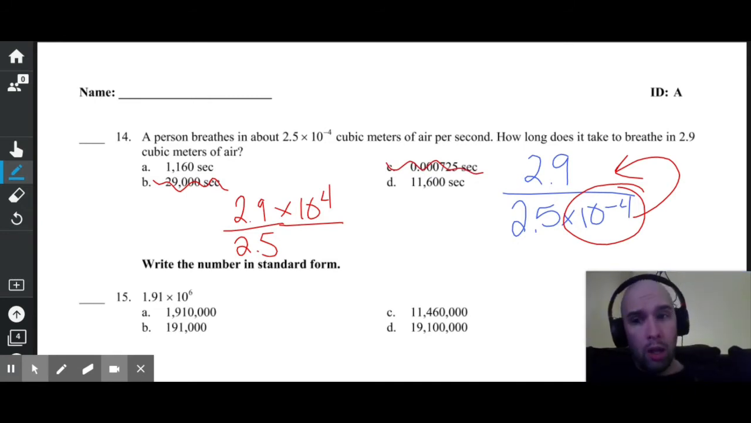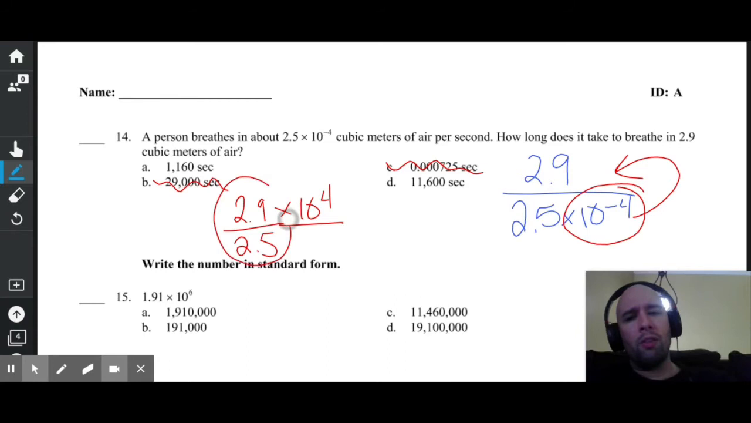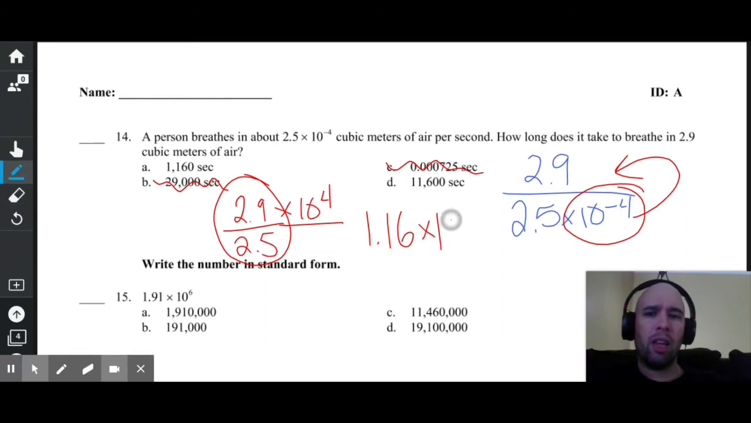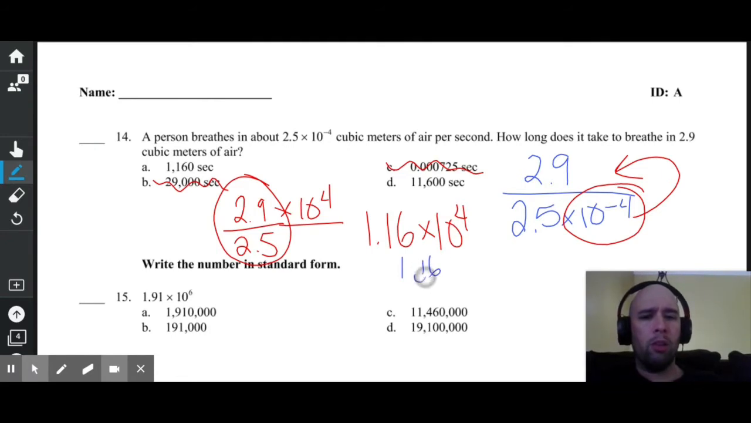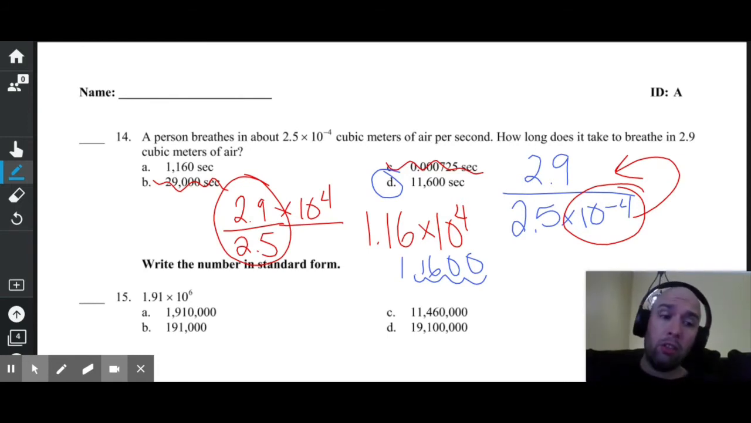So it's going to be 1.16. Where did I get that number? Because A is going to be 116 and D is going to be 116. So it's got to be one of those 116s. So I have 2.9 divided by 2.5 gives me 1.16 times 10 to the positive 4th. Now, like I did in the last problem, I take out my 1.16, move that decimal over 1, 2, 3, 4 times to the right, attach 4 zeros, and I have 11600, which is D.